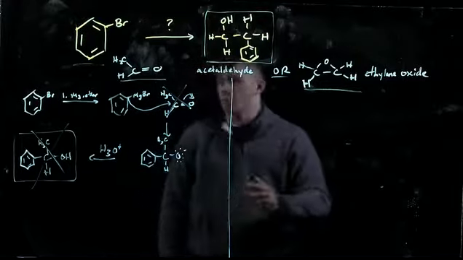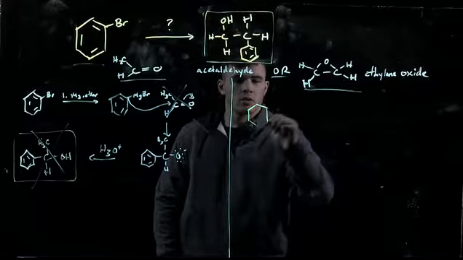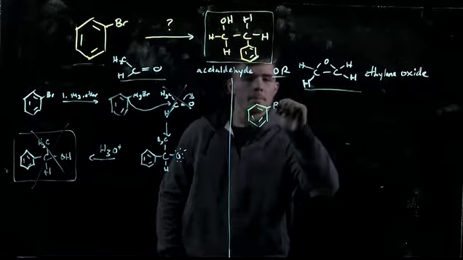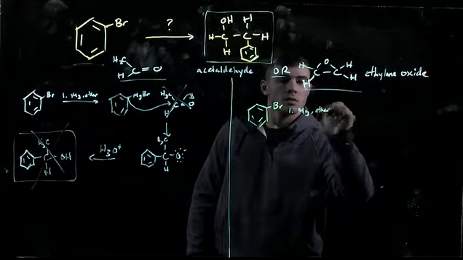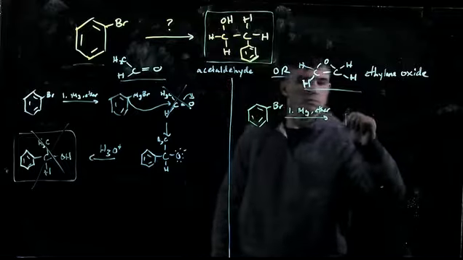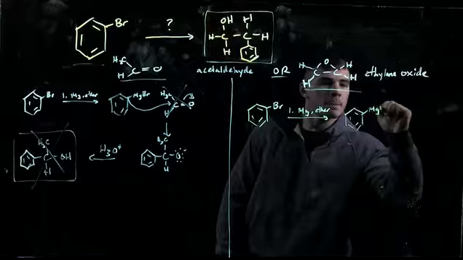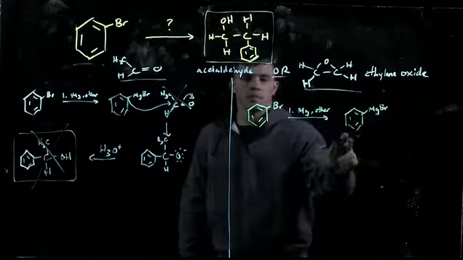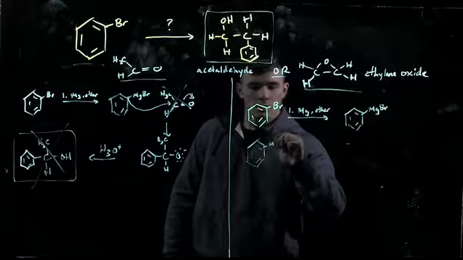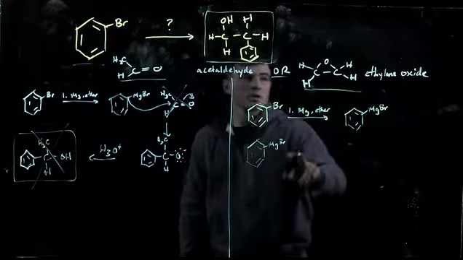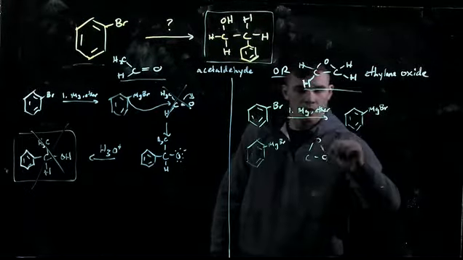Taking a look over here now with, again, bromobenzene. Again, we'll make the Grignard. And I'm gonna redraw it down here just for space. This time we're going to react it with ethylene oxide, which is an epoxide ring.